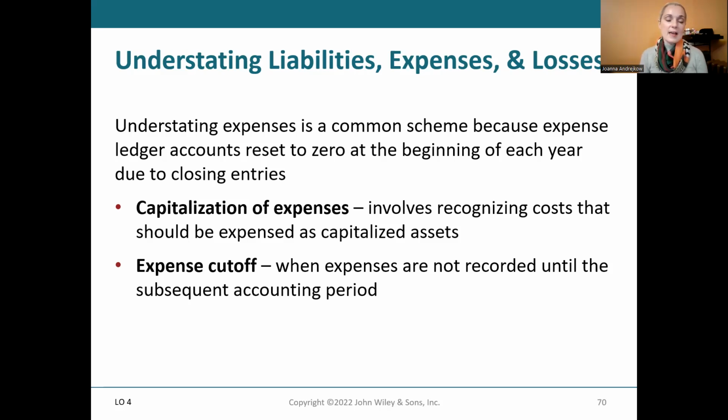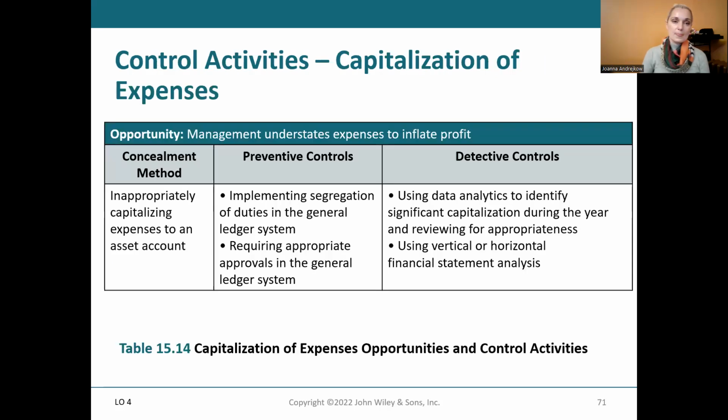And then looking at expense cutoff dates and not recording an expense until the cutoff date happened, and then that expense would be attributed to the next year versus the current year. Management understates expenses to inflate profit. That's our opportunity. How do they conceal this? Inappropriately capitalizing expenses to an asset account. How can we prevent this?